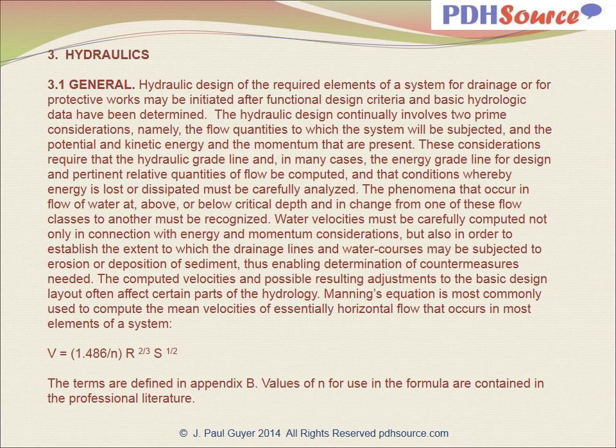Manning's equation is most commonly used to compute the mean velocities of essentially horizontal flow that occurs in most elements of a system. Manning's equation: V equals 1.486 divided by n, times R to the 2/3, times S to the 1/2, where V is the mean velocity of flow in feet per second, n is Manning's roughness coefficient, which can be obtained in many places in the professional literature, R is the hydraulic radius in feet, and S is the slope of the energy gradient in feet per foot.